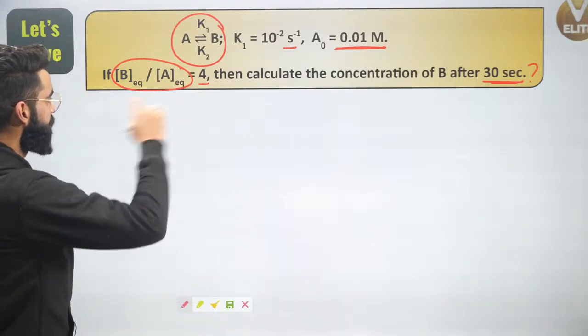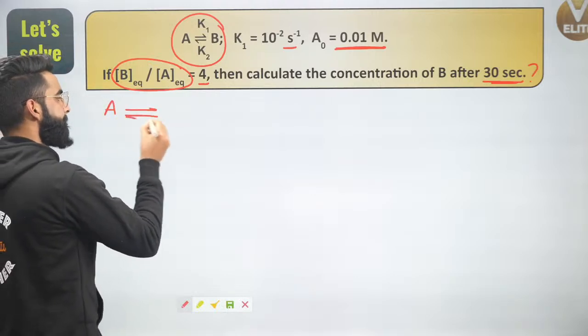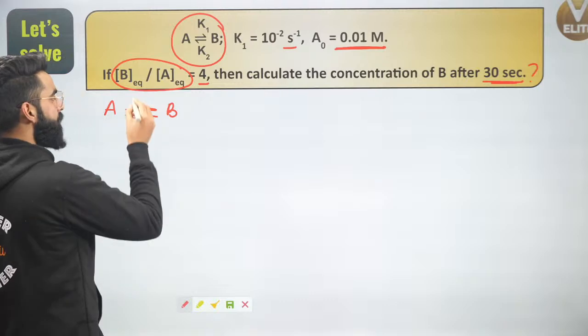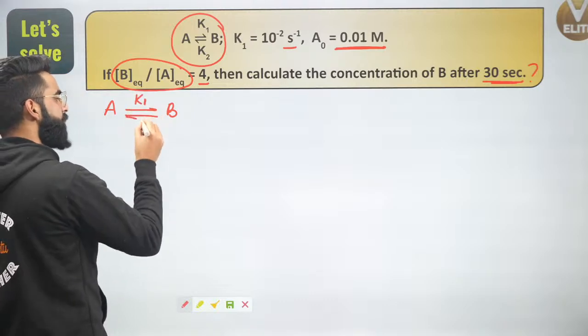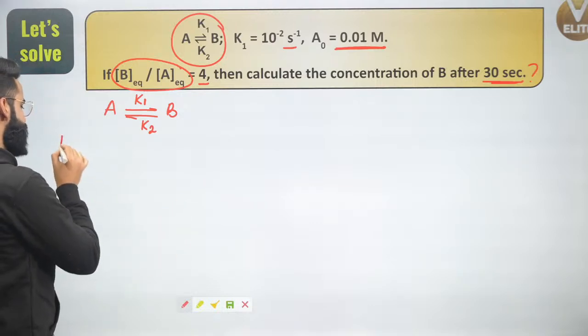See, guys. First of all, I'm going to write the reaction as A going to B. Rate constant for forward reaction is K1. Rate constant for backward reaction is K2. Correct? Let me write the terminologies again.